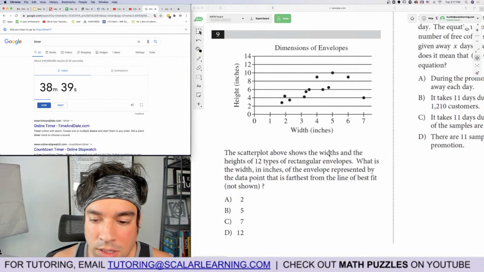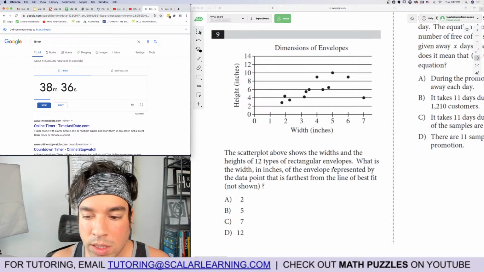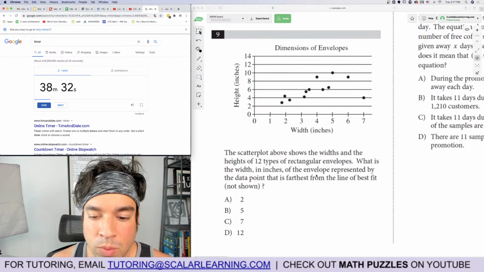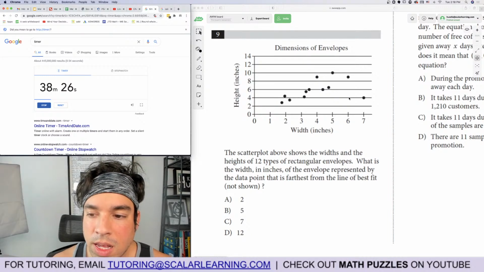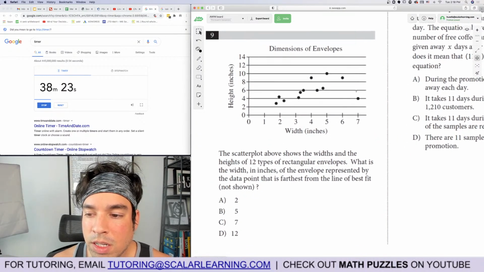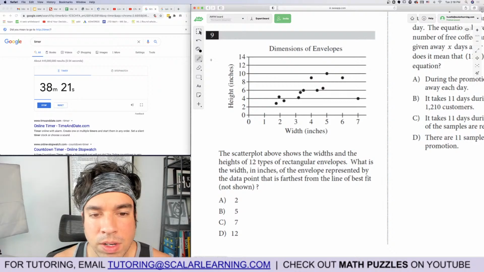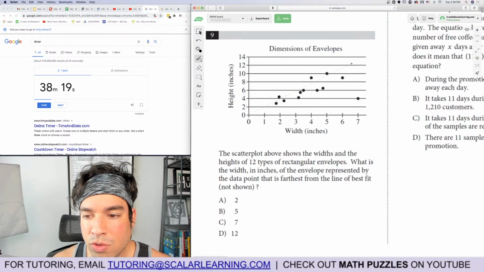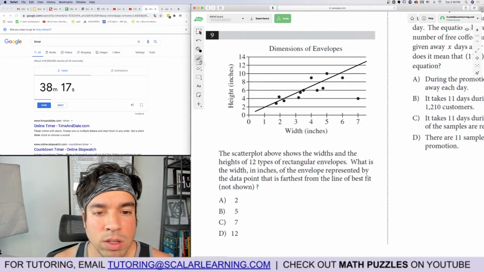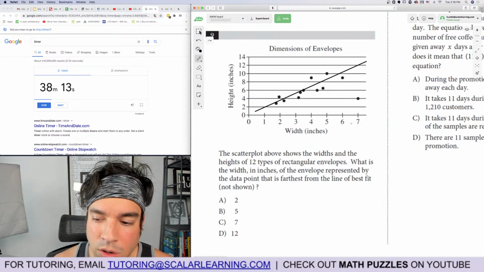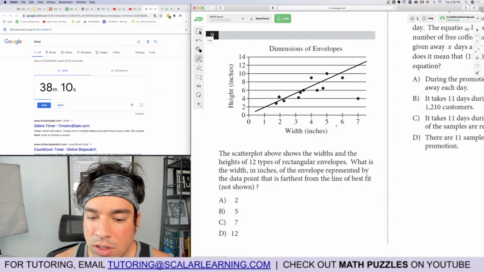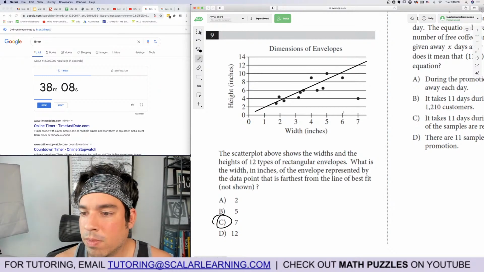The scatter plot above shows the widths and heights of 12 rectangular envelopes. What is the width in inches of the envelope represented by the data point that is farthest from the line of best fit? That would be this guy, my outlier. The line of best fit is roughly like this, down through the middle, and the one farthest away is the outlier. So it says, what is the width? Well, the width here is 7. Done. Height would be 4.